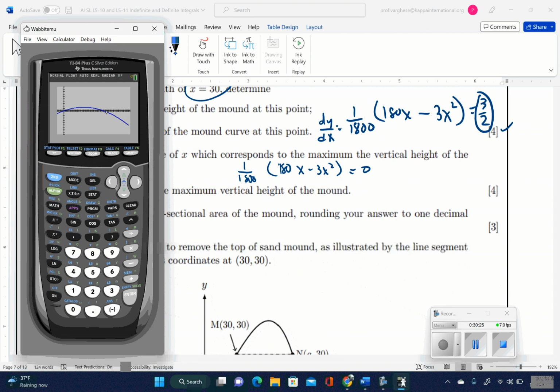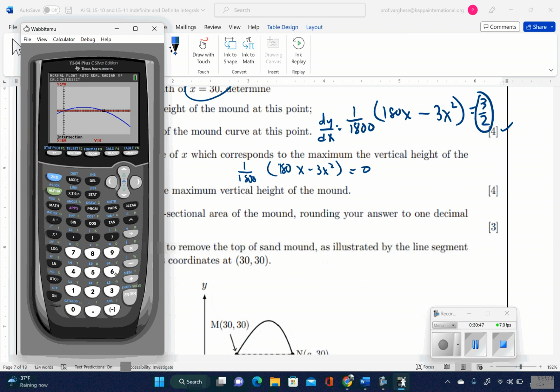So I'm looking to see what this point is right here. To do that, all I have to do is hit second trace. Option number 5 is intersection, right? So I go over to closer to where they intersect, which is going to be somewhere around there. Enter, enter, enter, and it gives me that they intersect at 60.